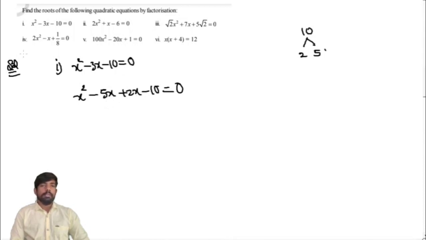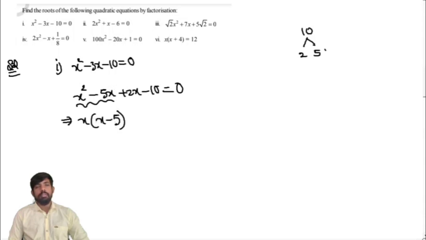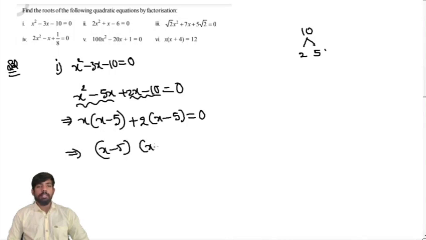Okay. So take x common. If x is taken common, then x remains x minus 5. Plus, here we are taking 2 common. Then x minus 5 equals to 0, right? So x minus 5 is there. Take x minus 5 common. Then remaining is x plus 2 equals to 0.